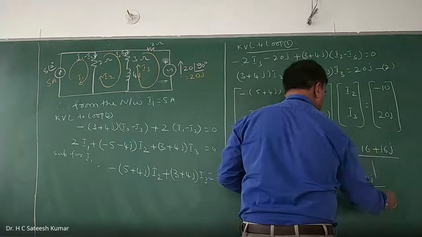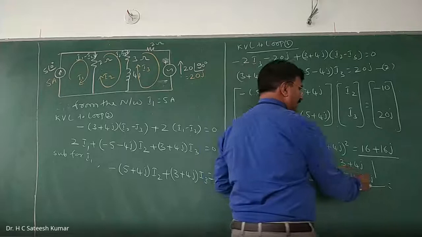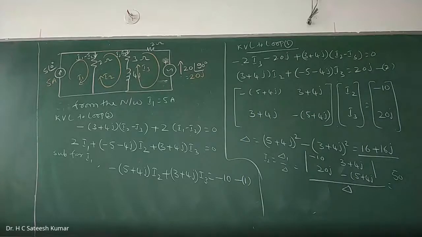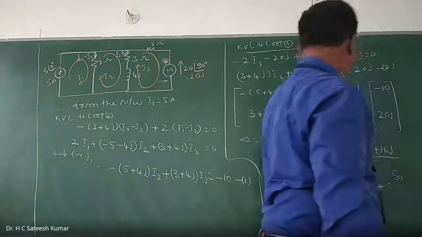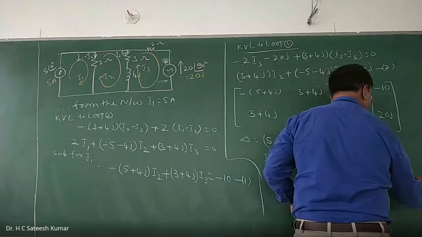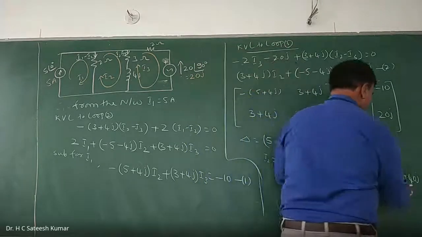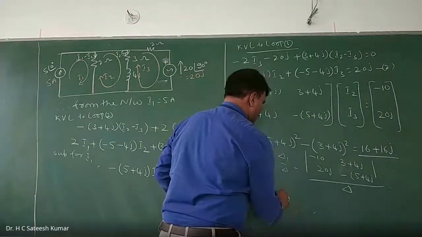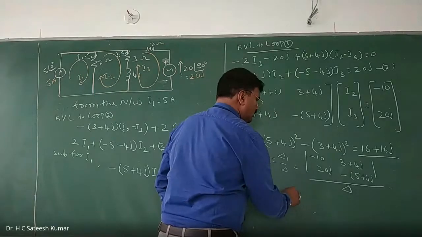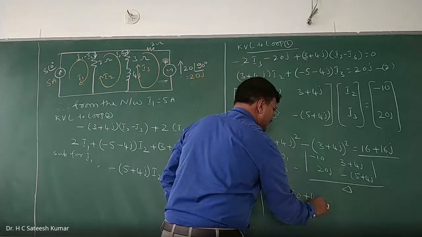You know the delta value. Now multiply this one. Minus into minus, plus 10 into 5, 50. And 10 into 4j, 40j. So what we have is I2 is equal to 50 plus 40j.